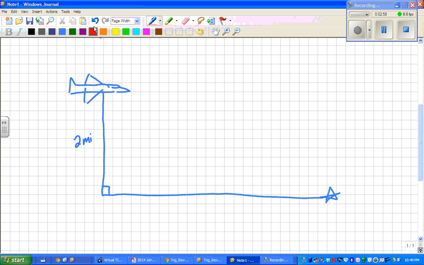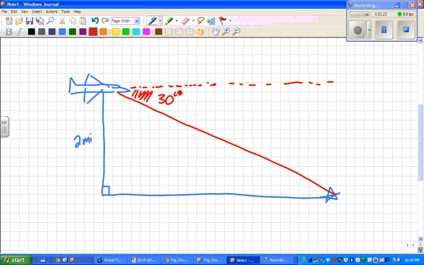But what you have to remember is an airplane is always looking, the line of sight is always straight forward. So if it's looking down at this object, so from this airplane down at the object, if they told you the angle of depression is 30 degrees, we're actually talking about from the original line of sight, so from this dotted line, how far down the plane looked. So this angle right here is 30 degrees.